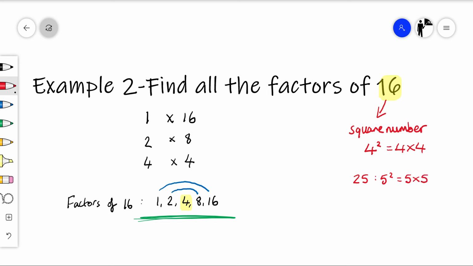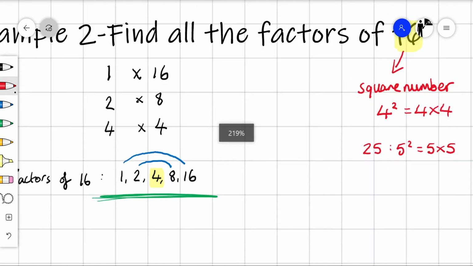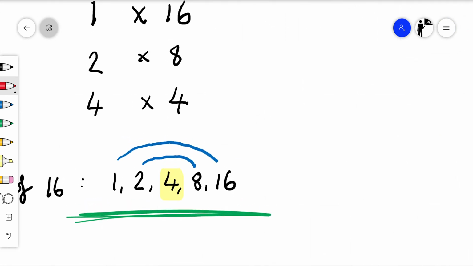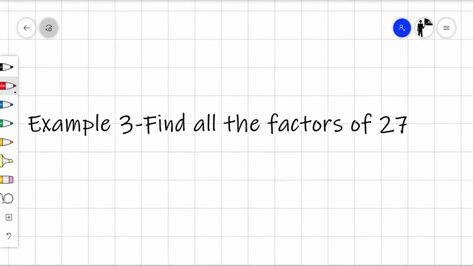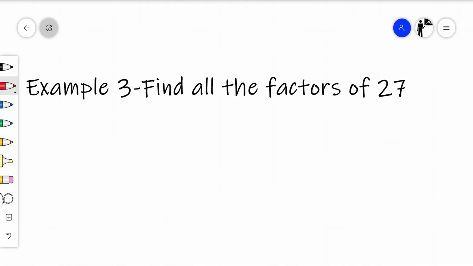So see, if we ever have a square number, we're not always going to have the matching pairs, we're always going to have one left over in the middle. Got one final example, example 3. Find all the factors of 27. So I know that every number can be divided by 1. And 1 times 27 is 27. So I know 27 can be divided by 1 and 27.